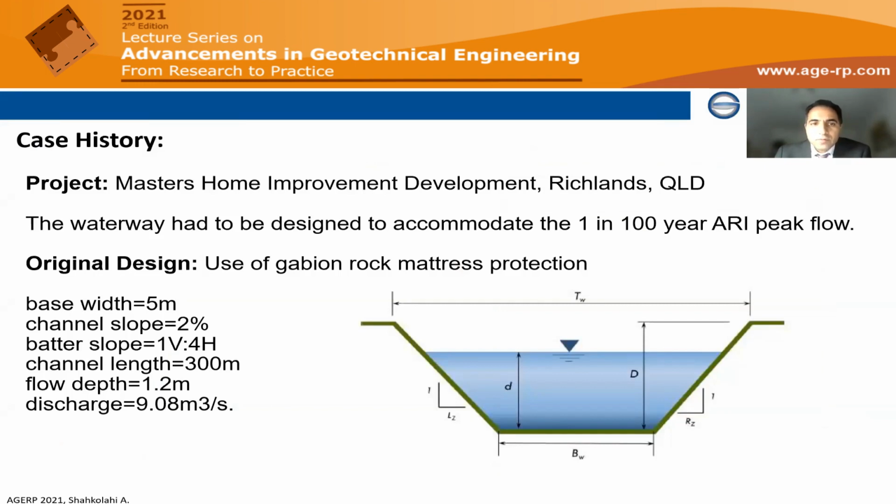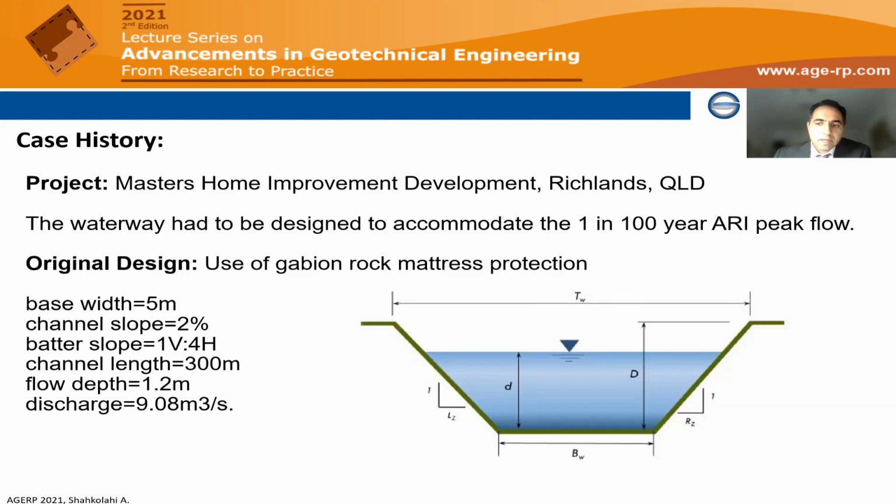The original design was with rock gabion mattresses. So it was a rock mattress design, and it was designed for a waterway with a 1 in 100 years peak flow. And as we can see, these are the dimensions of the channel: 5 meters wide at the base, 2% channel slope, and side slope 1 to 4. The length 300 meters, flow depth 1.2, and discharge was about 9 cubic meters per second.